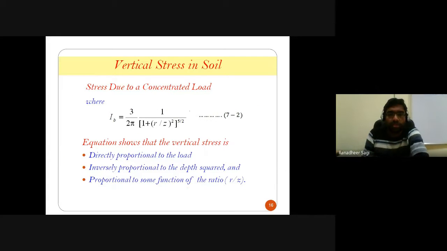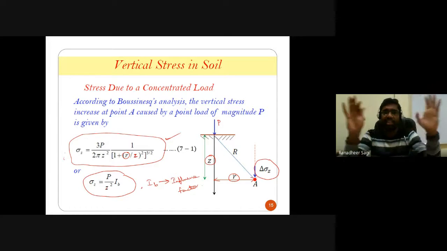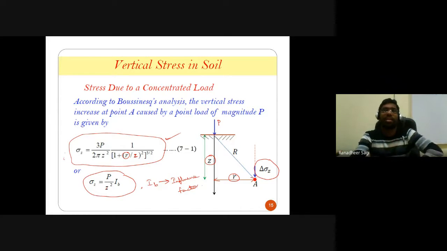Okay, so what is that influence factor expression referring to? In the earlier expression, except P by z square, all the other remaining terms are simply what we are representing as the influence factor.